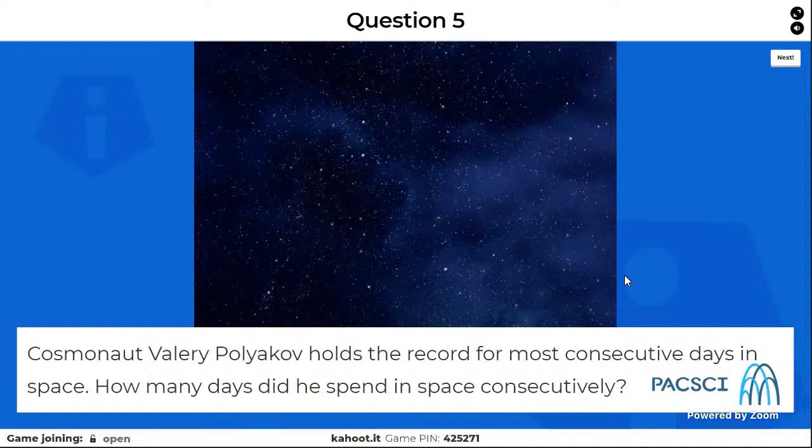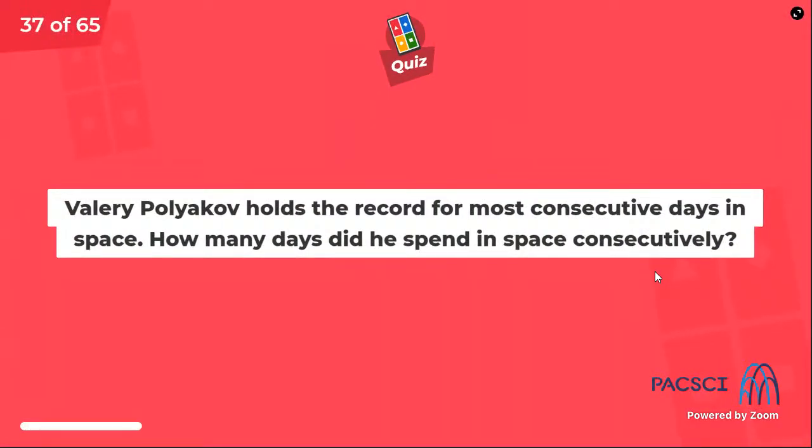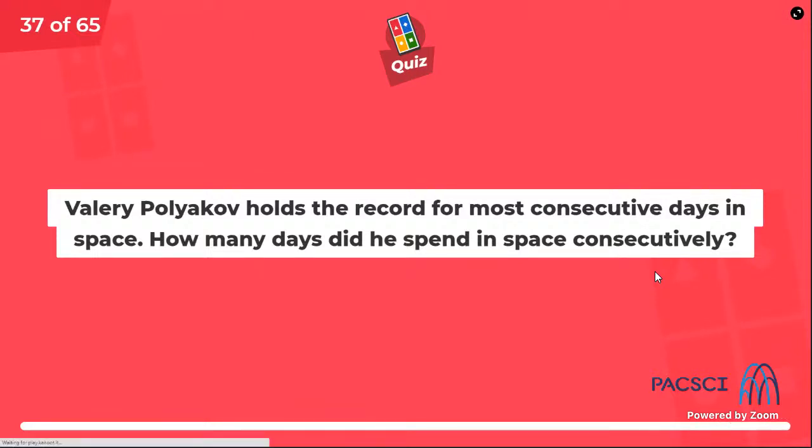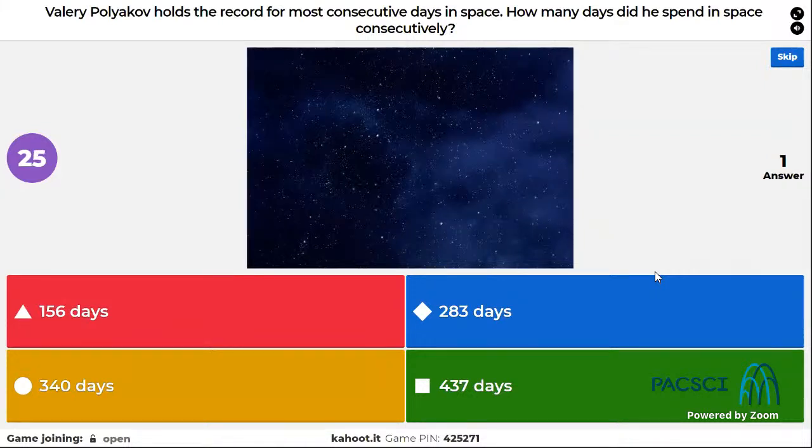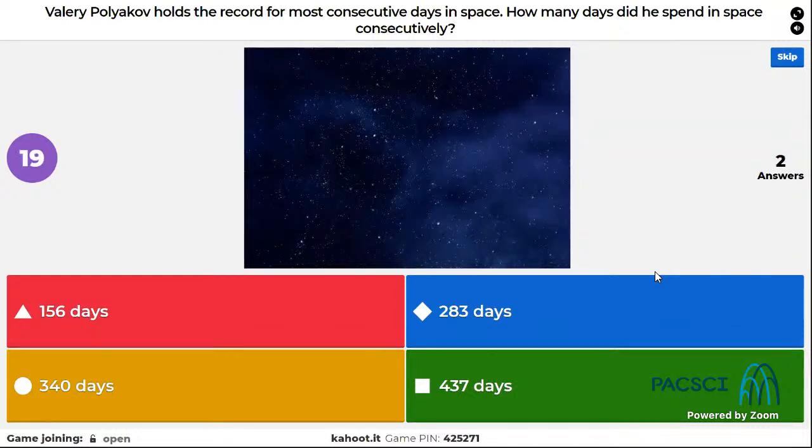Cosmonaut Valery Polyakov holds the record for the most consecutive days in space. How many days did he spend in space consecutively? So, the record for the most consecutive days in space by a Russian cosmonaut. Is it 156 days, 283 days, 340 days, or 437 days?